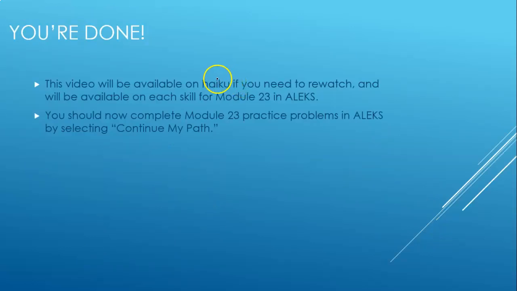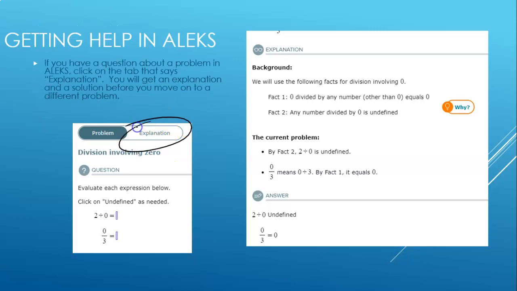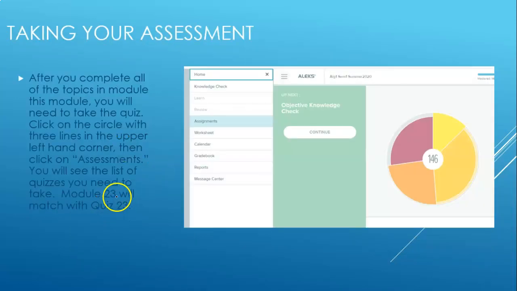This video will be available on Haiku if you need to rewatch. You should now complete Module 23 practice problems in ALEKS by selecting Continue My Path. Don't forget there's an explanation for each problem, and I know this can be really complicated. It's easy to make a lot of positive and negative errors and silly math errors, so don't forget to go to your teacher's office hours if you need help with the practice as well. When you're done, you will need to do Quiz 23 after you complete your Module 23 practice problems.